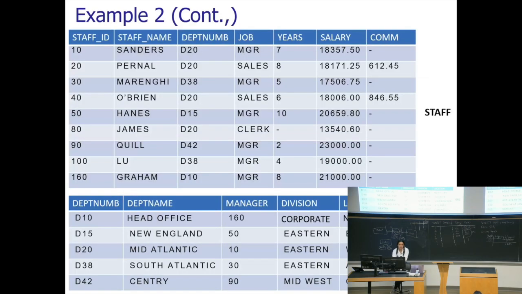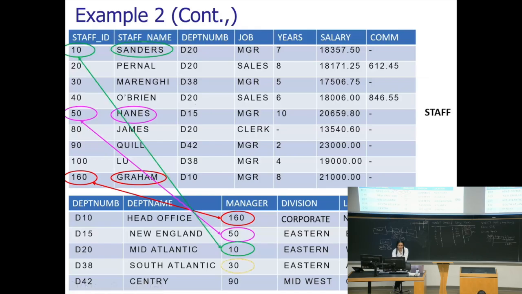Now, this time, instead of joining these two tables using department number, we want to join them using staff, right? It means the manager ID here should be linked to the manager ID here, right? The same manager ID. And next, we want to find the manager name or staff name, right? That's why I also select the staff name. So this is how we find out the staff name.